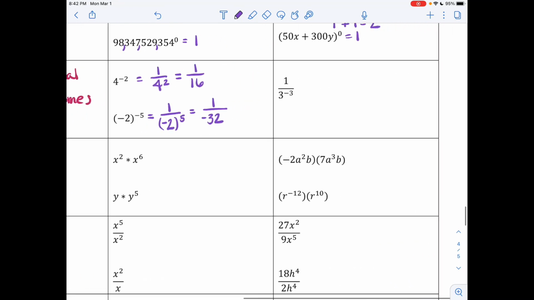One final, more challenging example. In this case, we are starting with a fraction, so we have 1 over 3 to the negative third. The reciprocal of 1 over 3 is simply 3, and that negative third power, or negative cubed, is going to become a positive. Remember, take the reciprocal of the part that has the negative exponent on it, and then change that exponent to positive. 3 to the third power, 3 times 3 times 3, is 27.